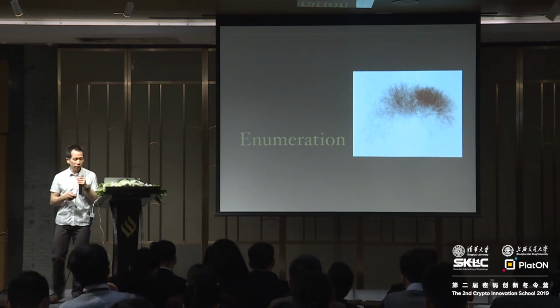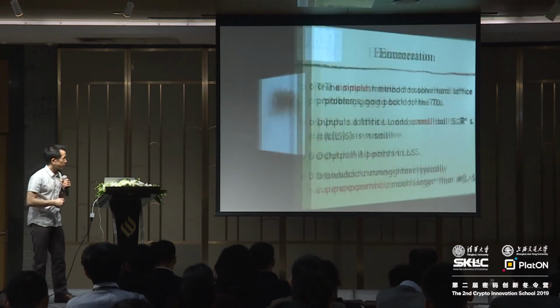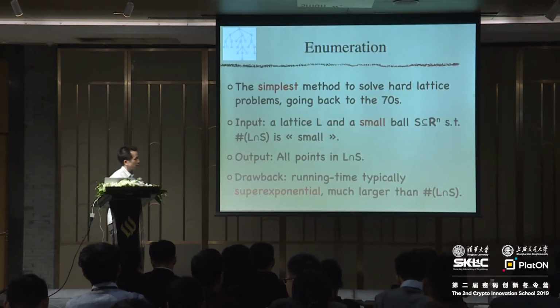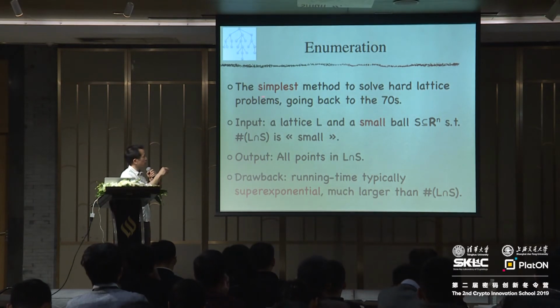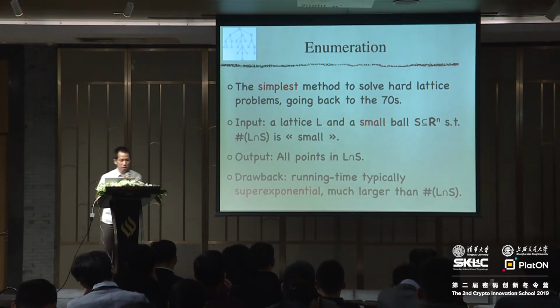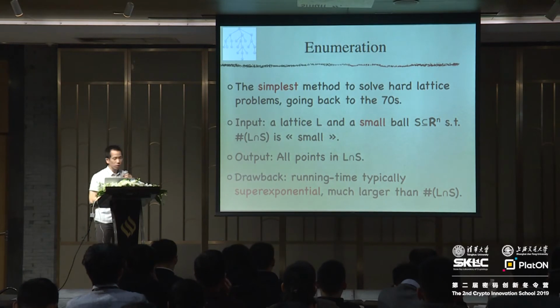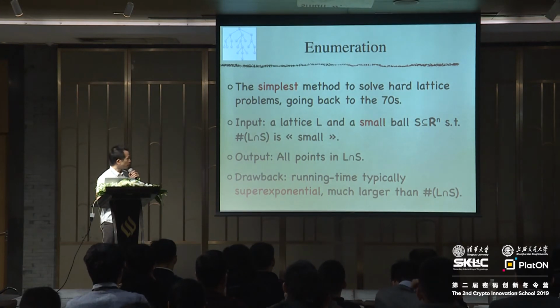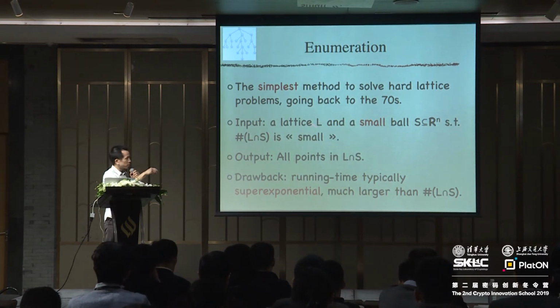So what can we do with a nice basis? The first thing we can do with a nice basis is to solve hard lattice problems. For instance, imagine that, as before, we have a ball, we have a lattice, and we choose the radius of the ball in such a way that the number of points inside the intersection is small. And now I would like to find all the points in the intersection.